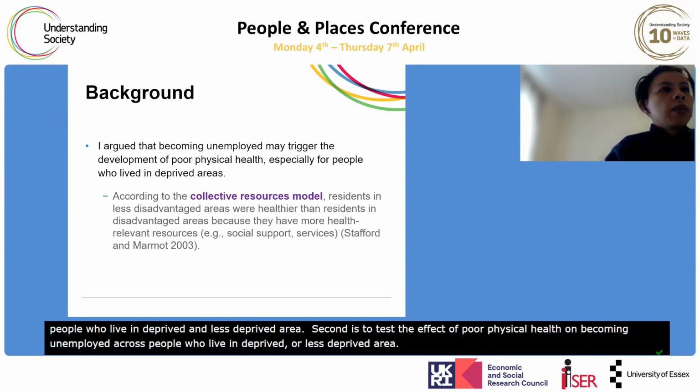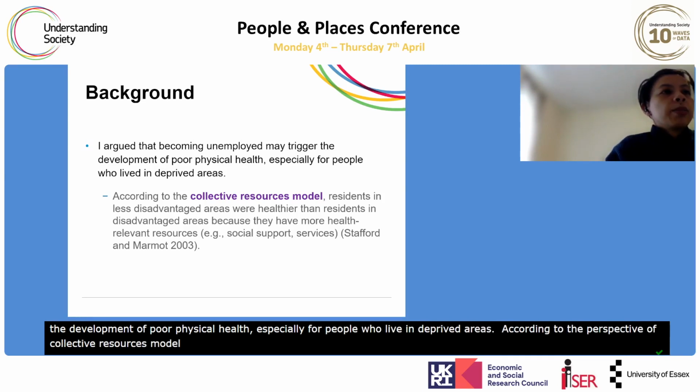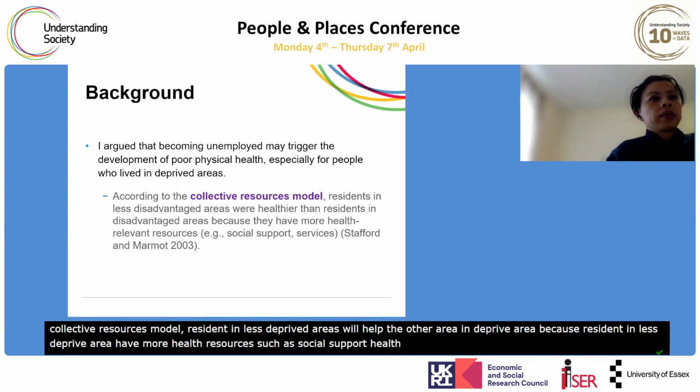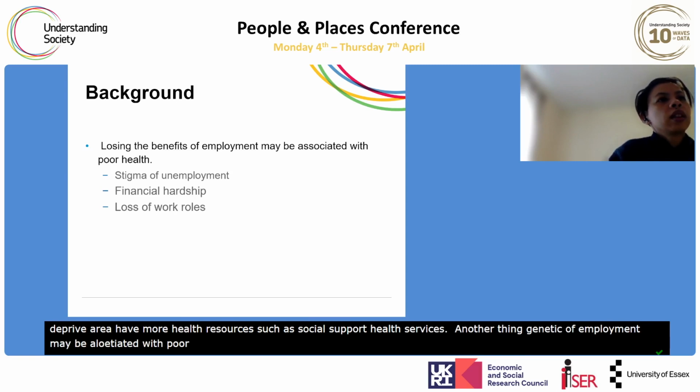I argue that becoming unemployed may trigger the development of poor physical health, especially for people who live in deprived areas. According to the collective resources model, residents in less deprived areas are healthier than residents in deprived areas because they have more health-relevant resources such as social support and health services. Losing the benefit of employment may be associated with poor health. Job loss is relevant to the stigma of unemployment, financial hardship, and loss of work roles.